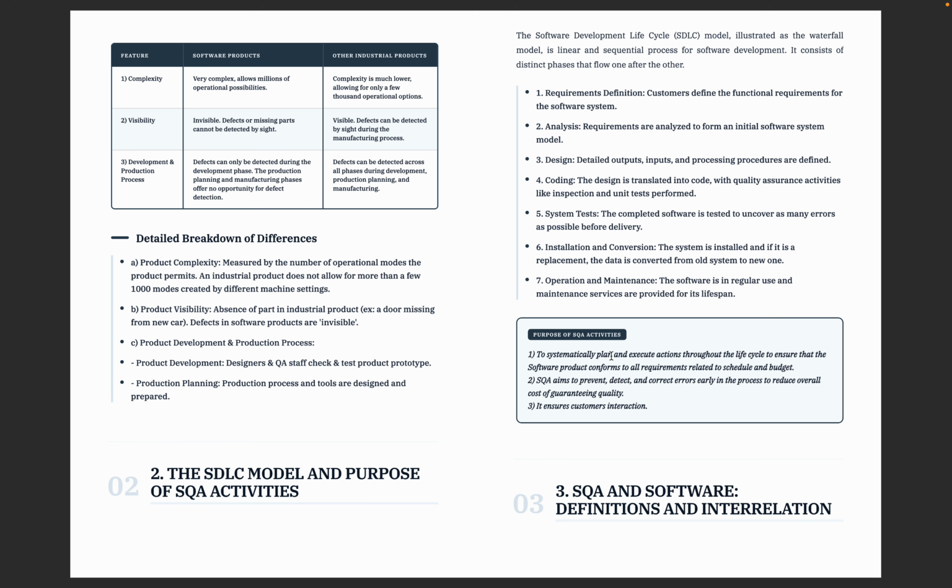To systematically plan and execute actions throughout the life cycle to ensure that the product conforms to all the requirements related to schedule and budget. According to the schedule and budget, everything is working properly. We have to check. That's the purpose of SQA activities. SQA aims to prevent, detect and correct errors early in the process to reduce the overall cost of guarantee. Okay, intentions, customer interaction. So this is the purpose of the SQA activities.